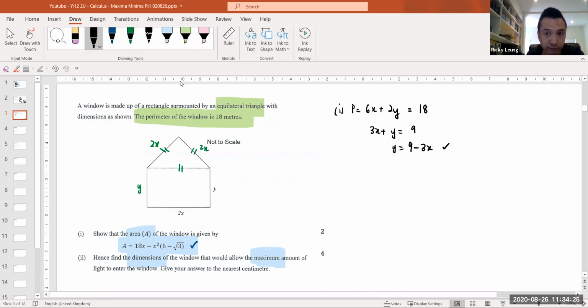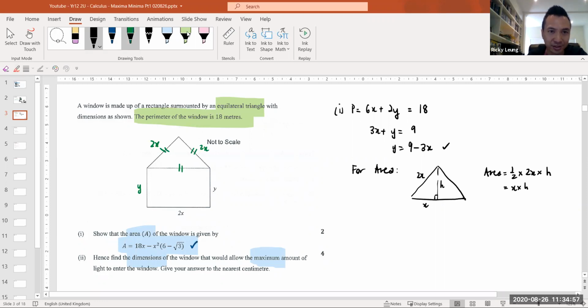Now, the area is a little bit trickier. For the area, I have an equilateral triangle where that's x, that's 2x, and obviously that's some sort of height. To find the area here, it equals a half times the base times the height, which is just x times h. Now, the height using Pythagoras would be the square root of 4 minus 1, so that's root 3, so h is root 3x. And I'm going to sub this into here. Therefore, for just a triangle, the area is equal to root 3x squared.